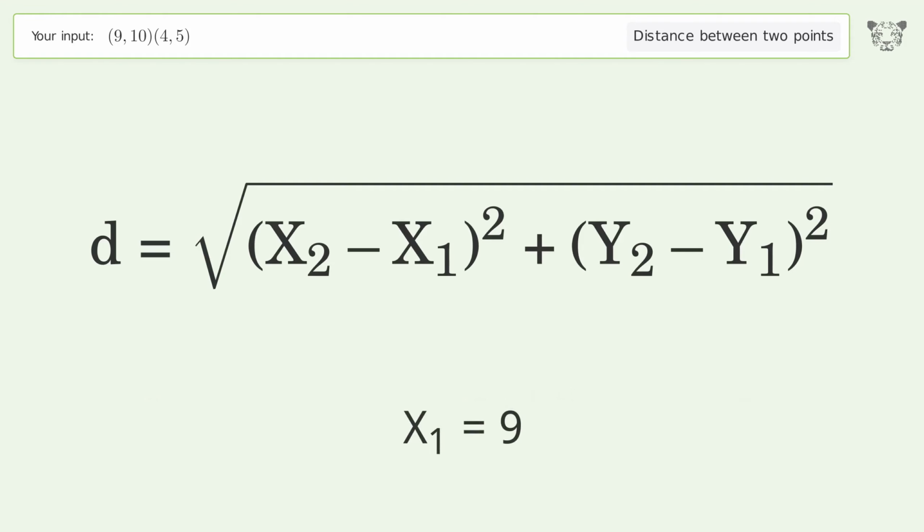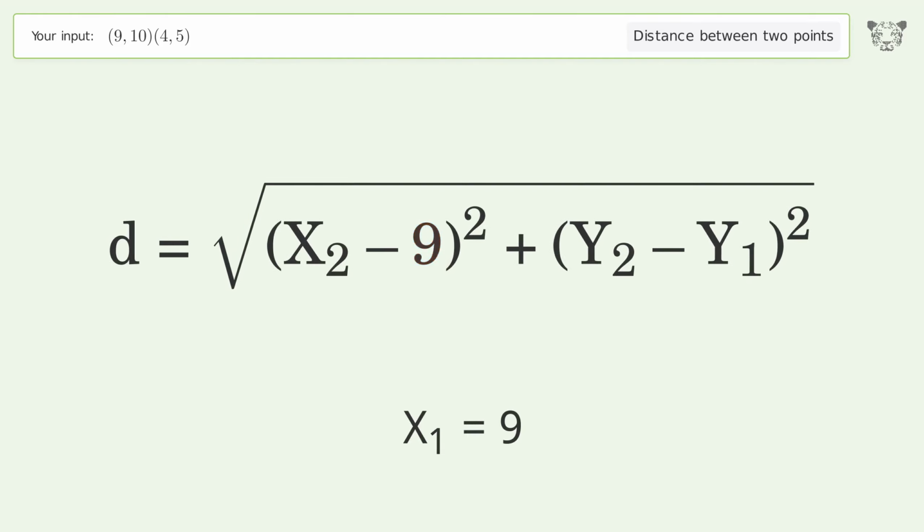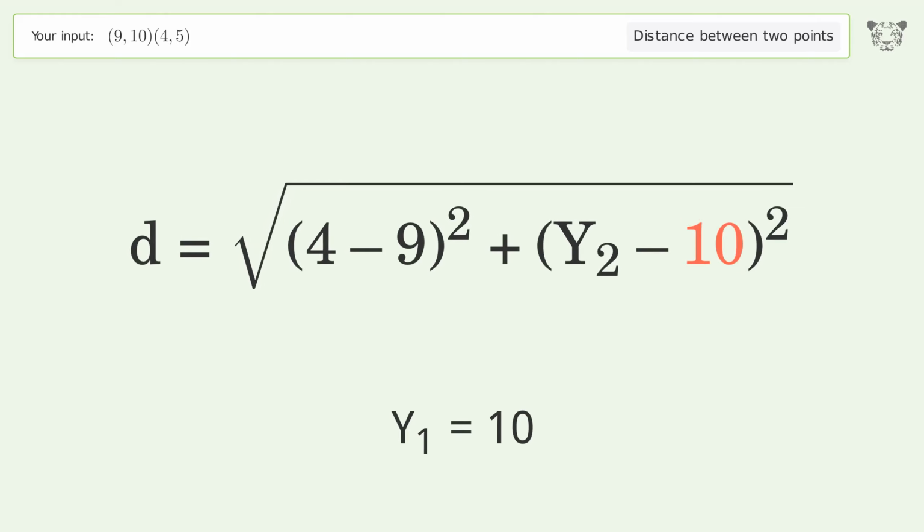x1 equals 9. x2 equals 4. y1 equals 10. y2 equals 5.